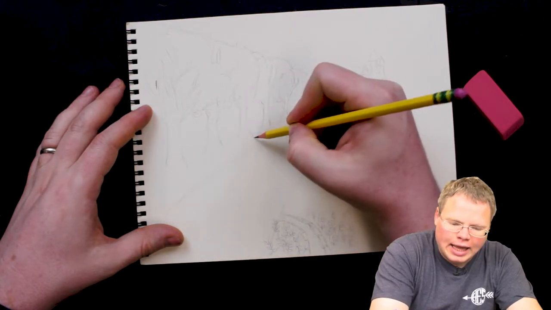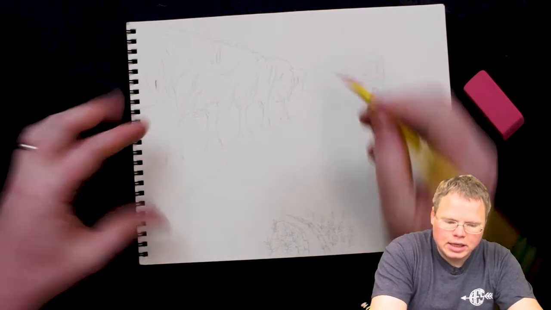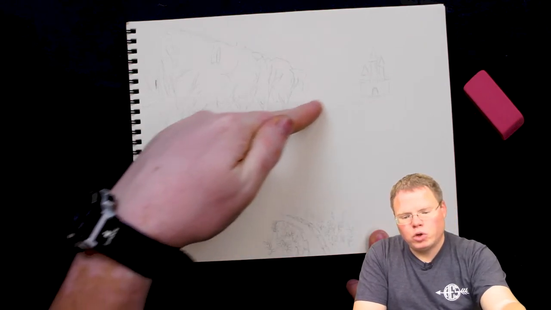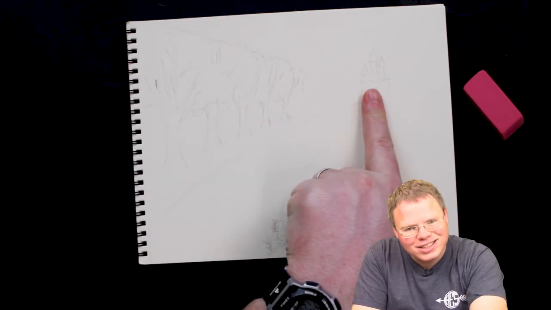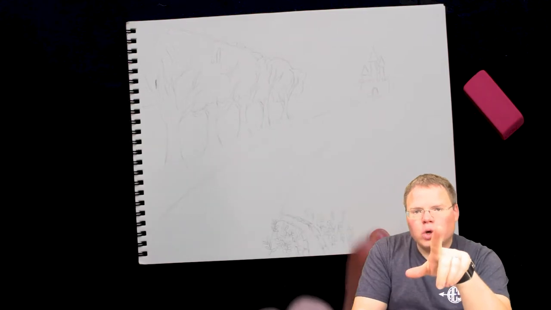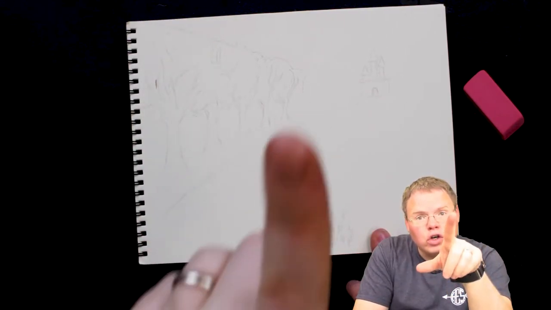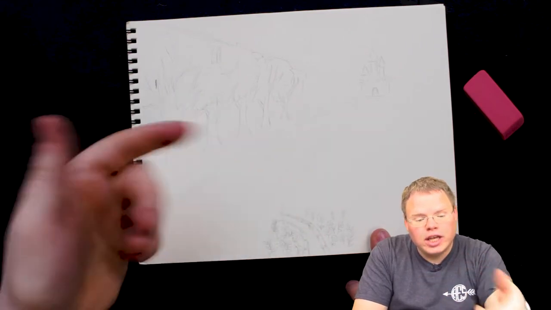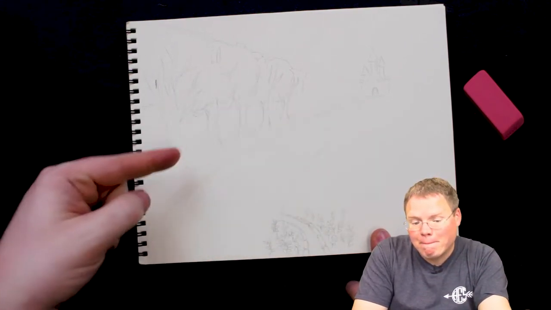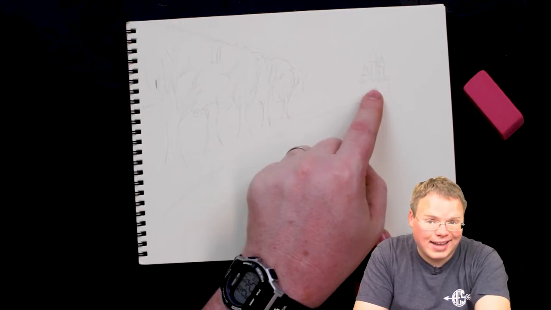that line of trees points towards the castle. So it has convergence. It's a leading line converging on that castle.